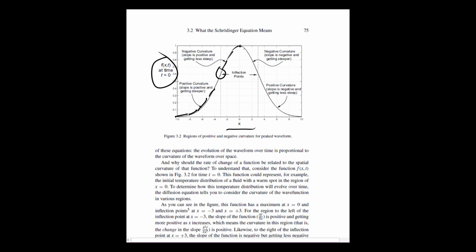On this side of 0, the slope is negative, but becoming steeper. Therefore, the curvature is negative. The slope is getting more negative with distance. But beyond this inflection point, the slope is negative, but becoming less negative. So there, the curvature is positive. So, in this region, positive curvature. In this region, negative curvature. In this region, negative curvature, and in this region, positive curvature.